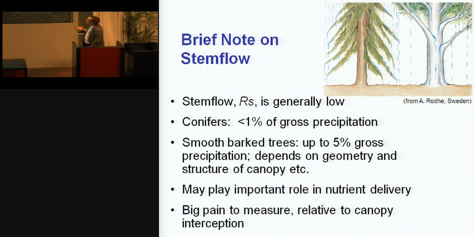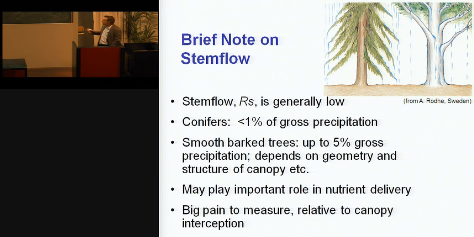lightning. Usually, generally, we talk about stem flow as a low component. Conifers often less than 1%. If you have smooth bark trees, it can go up to 5%, but it really depends on the tree and the structure of the canopy. I think I explained that sufficiently by now. But it can play an important role for nutrient delivery and nutrient recycling, because by flowing down, you wash out some nutrients and some organic carbon.